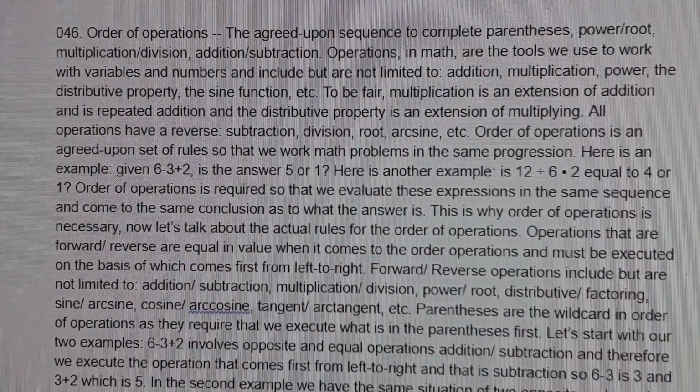Order of operations. The agreed upon sequence to complete parentheses, power/root, multiplication/division, addition/subtraction.